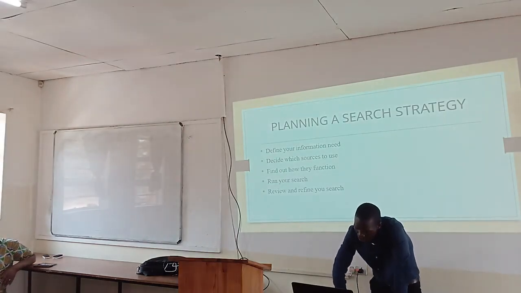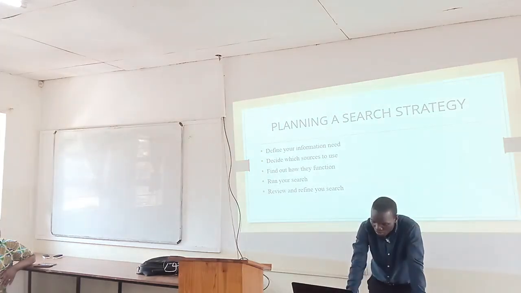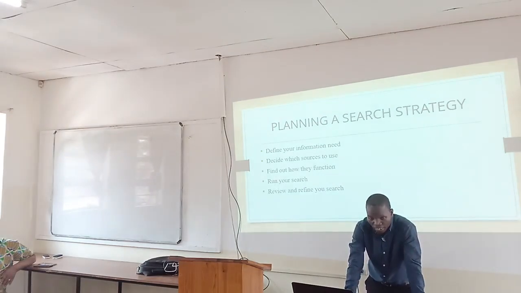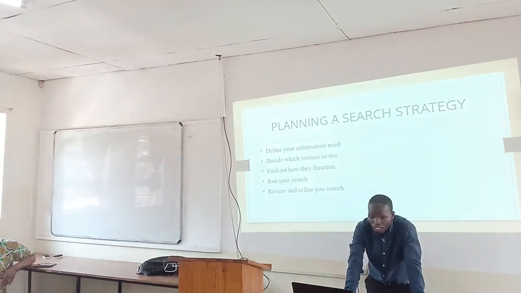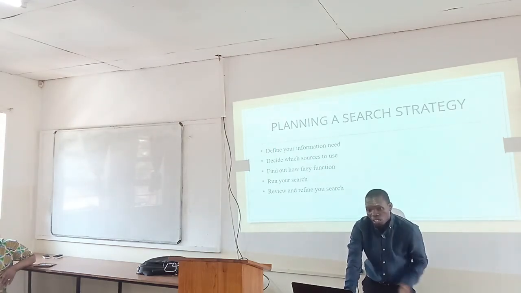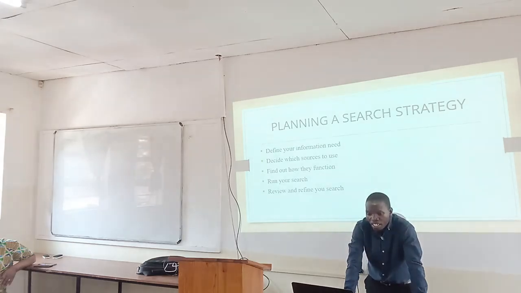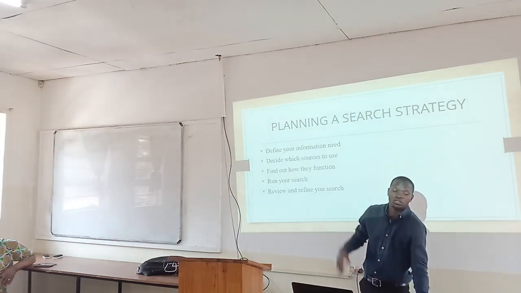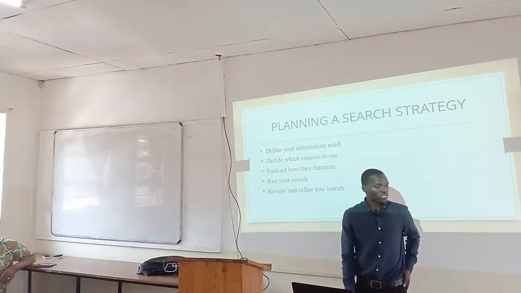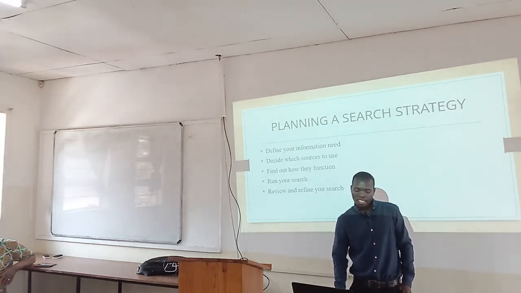Okay. Now, after understanding these sources of information, step two is planning a search strategy. What is planning a search strategy all about? This is about you as a researcher. You sit down and, per your subject, you define your information need. That is, you should be able to come back to the objective of your research. What exactly are you interested in?